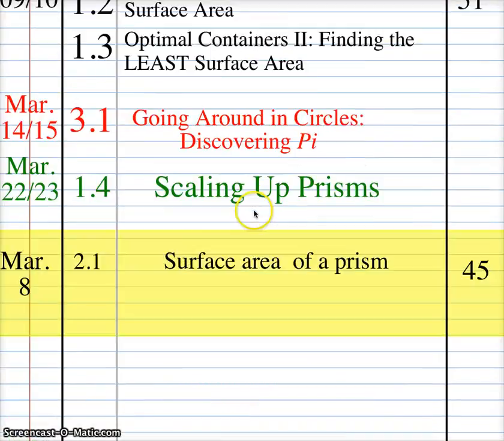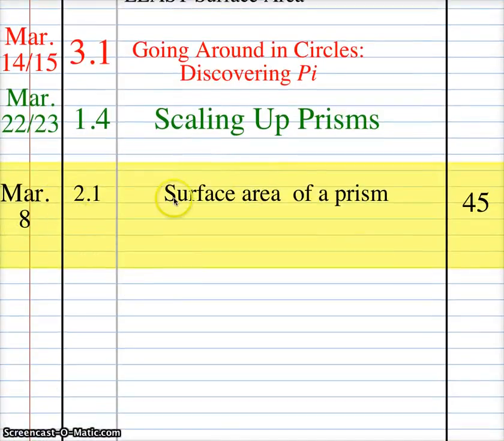Okay, so filling and wrapping, we are working on 2.1, finding surface area of a prism, page 45, March 8th. Make sure you have your titles and dates there. When I do your notebook check quizzes, I could give you page numbers, dates, so something random. So make sure you have all three there.